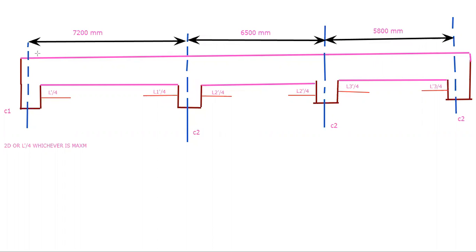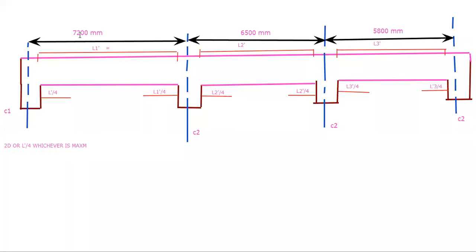Let's see how we are going to calculate the L. So from here to here, we will calculate the L length from here to here. So this length is L1 dash, like that. Again from here to here, and from here to this part. So this is L2 dash, and this is L3 dash.